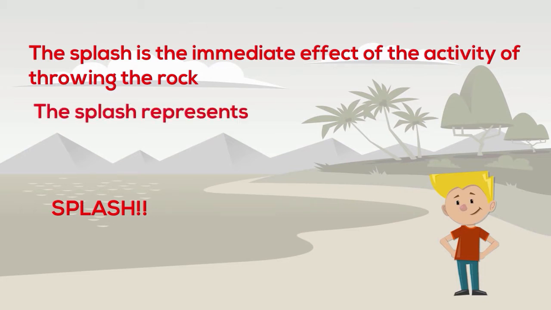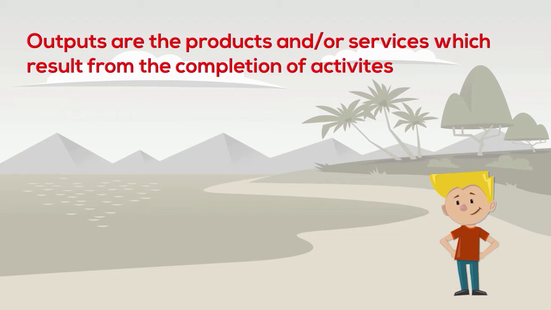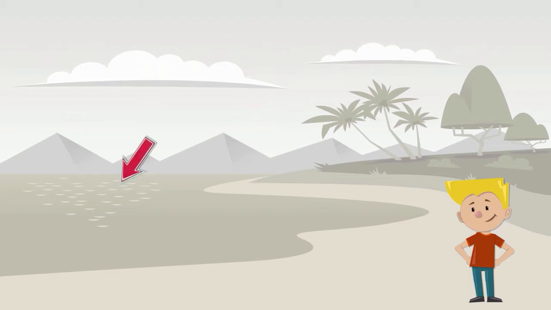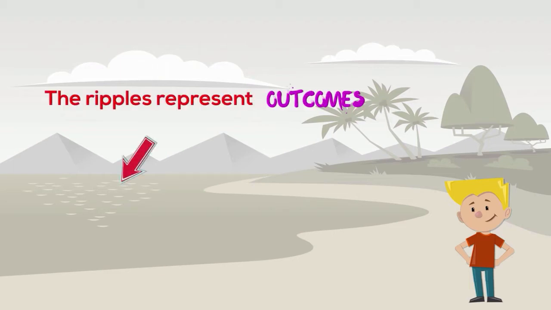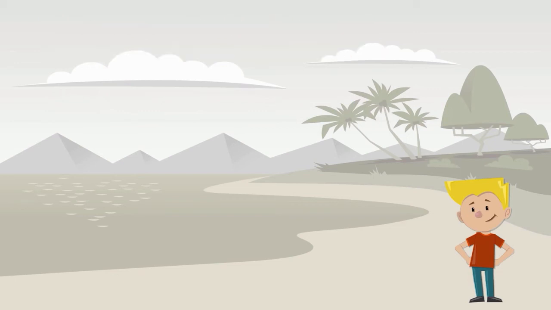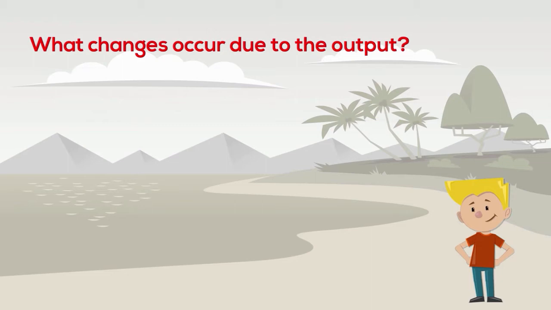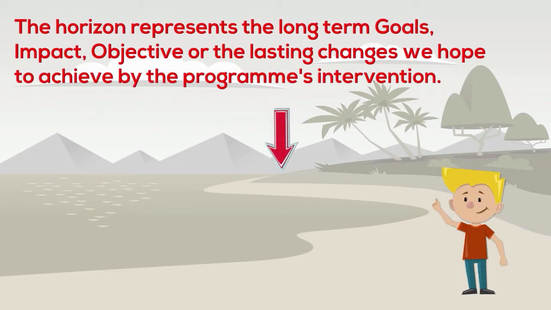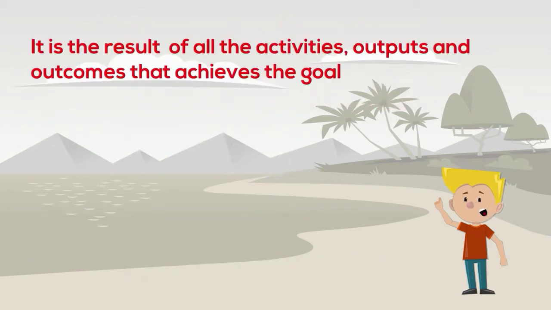In other words, the splash represents the outputs and is the immediate result of the completion of program activities. Outputs are the products and/or services which results from the completion of activities. The initial splashes, which are the outputs, create a ripple effect on the water. The ripples represent outcomes. Outcomes are the short-term and medium-term effects of the outputs. In other words, what changes occur due to the output. Lastly, the horizon represents the long-term goals, impact, objective, or the lasting changes that we hope to achieve by the program's intervention. It is the result of all the activities, outputs, and outcomes that achieves the goal.